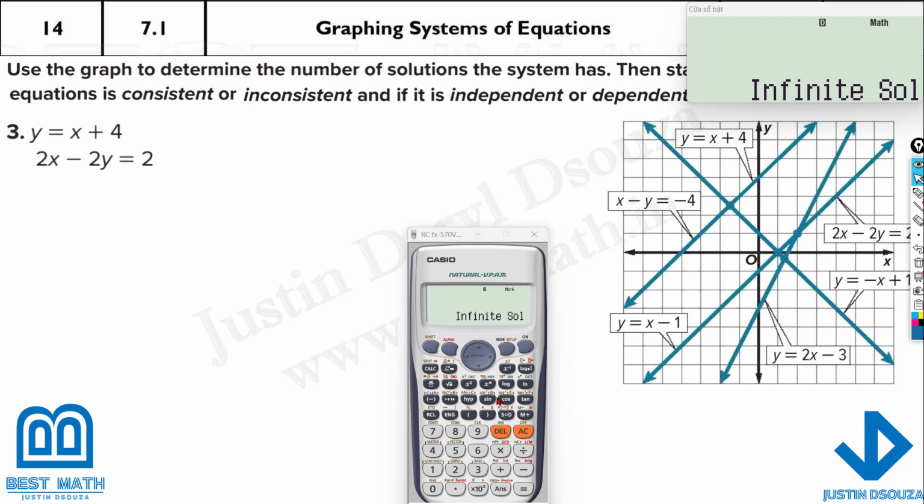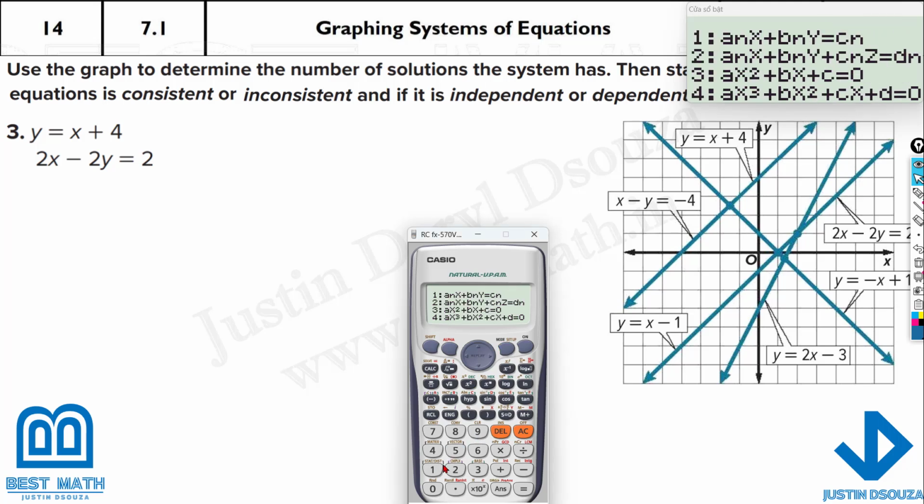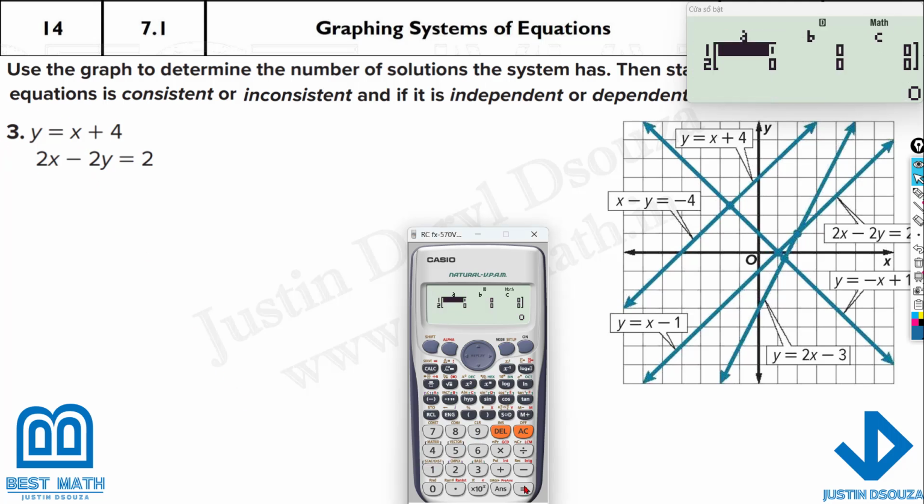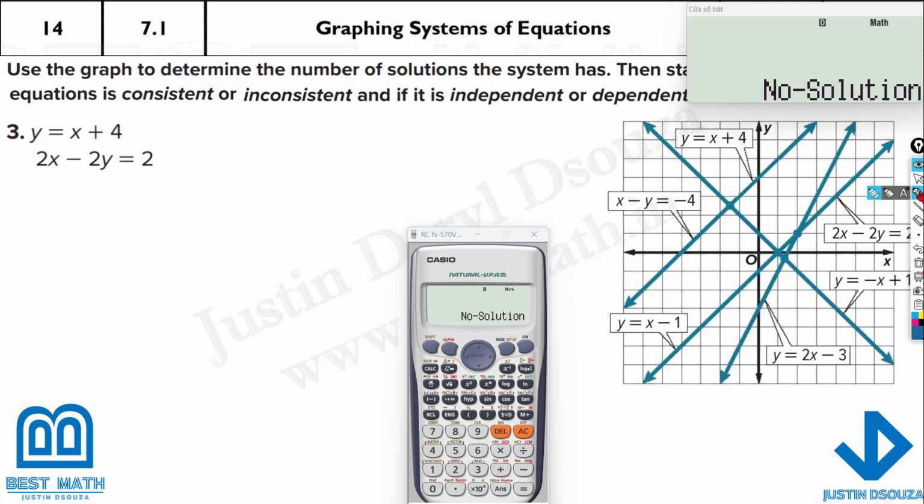What about this one here? Let's try MODE 5, 1. I'll take x to the other side. It'll be minus 1, 1, and 4. And here it is 2, minus 2, and positive 2. So the answer is no solution. That means they are parallel to each other.